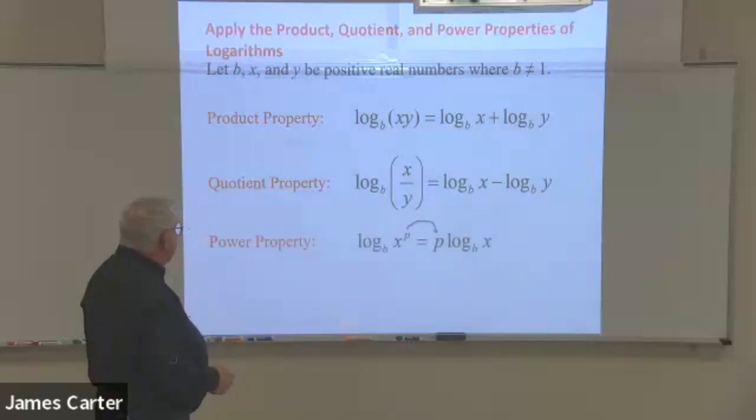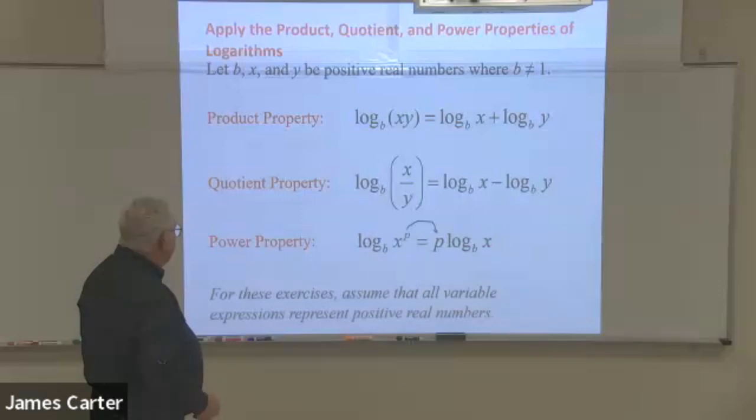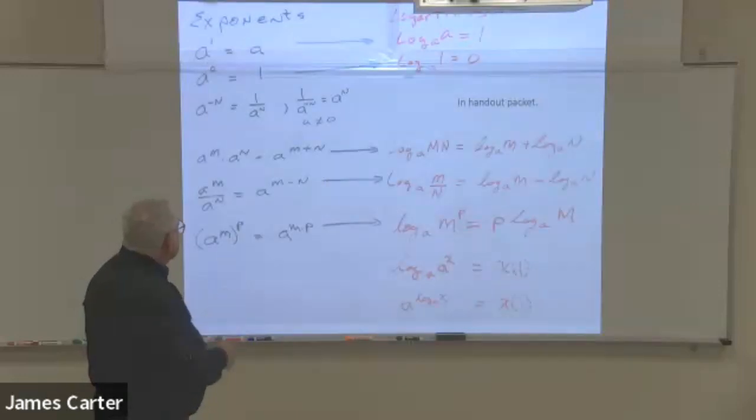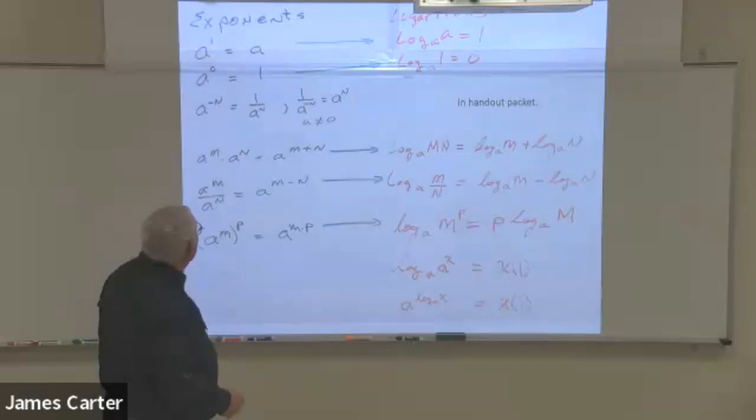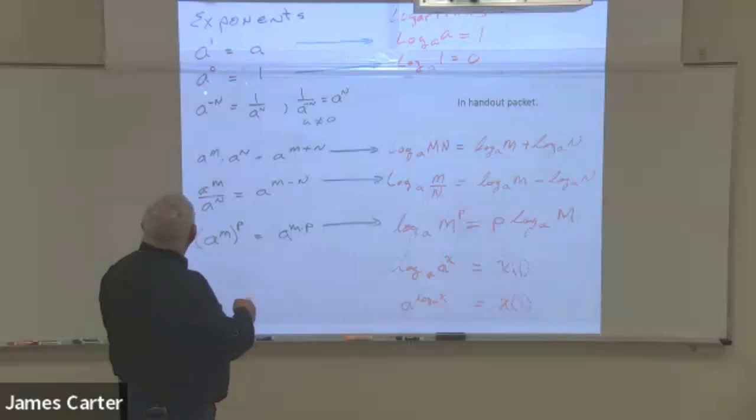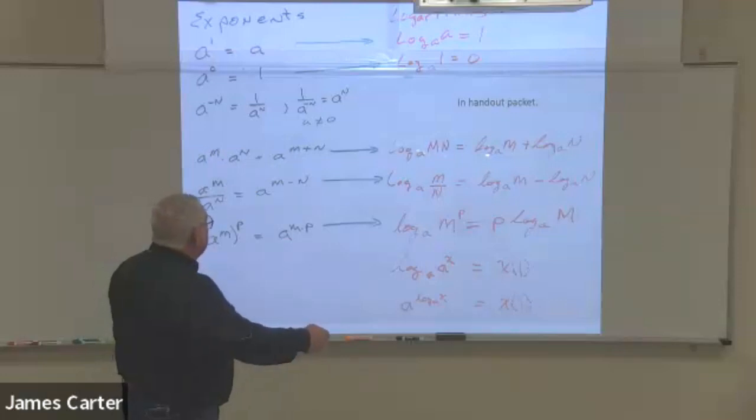This is the power rule. Notice this exponent right here comes out front of the logarithm, and then you deal with whatever this is times that exponential value. Okay. This is one of the sheets in your handout packet. It basically is a restatement of those rules. Here are standard exponents. Here are the logarithmic equivalences of those.